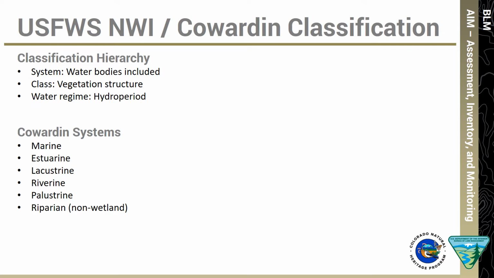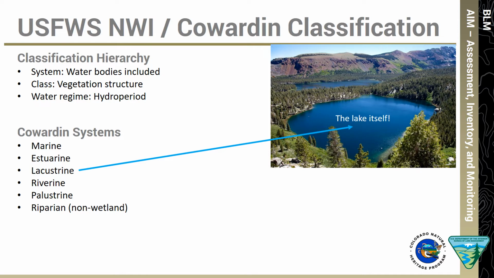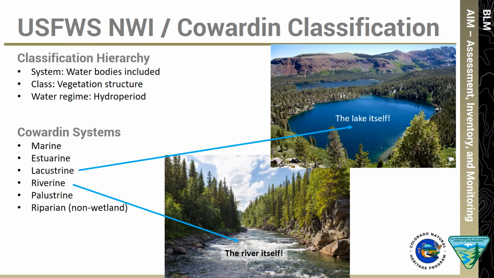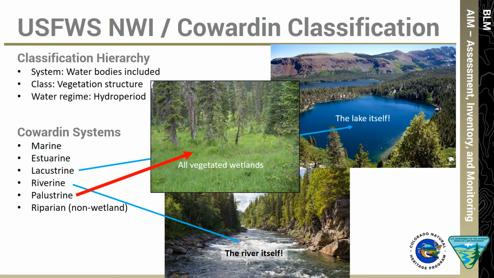In the Cowardin classification, the lacustrine system is for the lake itself, not wetlands associated with lakes. Similarly, the riverine system is for the river itself, not wetlands associated with rivers. All vegetated wetlands with rooted vegetation are within the palustrine system, no matter where they are located. Everything we sample with the Riparian and Wetland AIM program will be within the palustrine system or the supplemental drier riparian system.